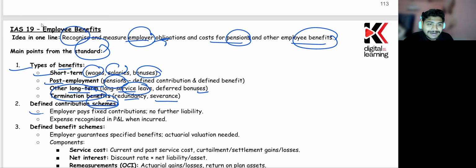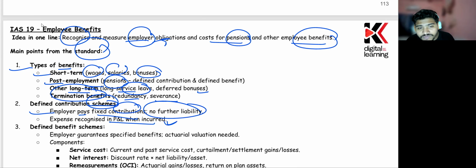Defined contribution scheme: in this case, the employer pays a fixed contribution towards the pension of the employees. There are no further liabilities. He is just paying the contribution and does not have a liability. He does not know how much benefit the employee will have later on. Whatever contribution is paid will hit your P&L.